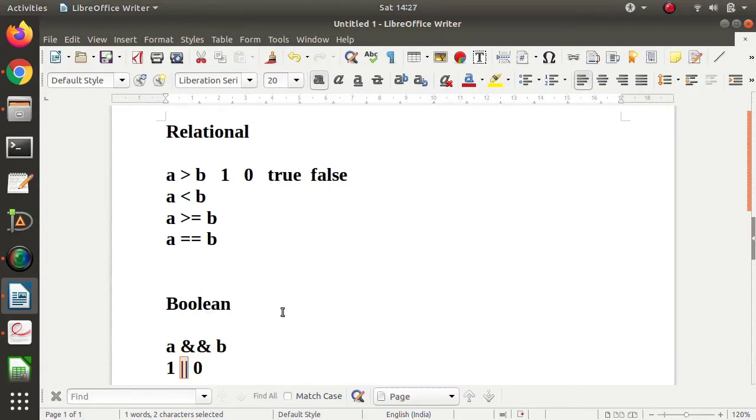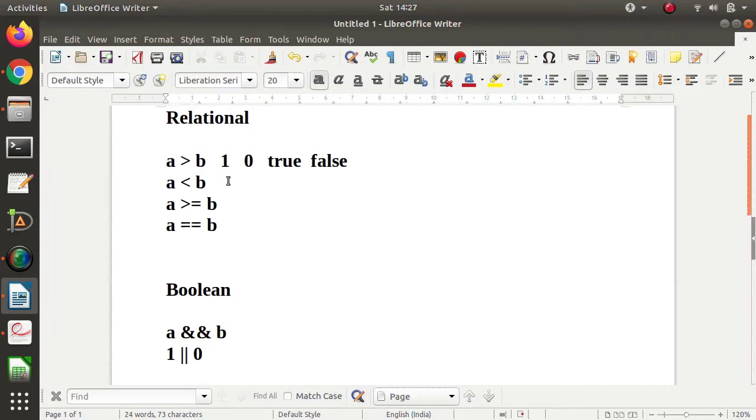One thing is important in boolean expression. Here the operands that we use in boolean expression are the boolean values. So these are mentioned in terms of 1 and 0. Even for operands that we use in boolean operators, we can use relational expressions as an operand in boolean expression. For example, see, I can use a greater than b here, and I can use this here.